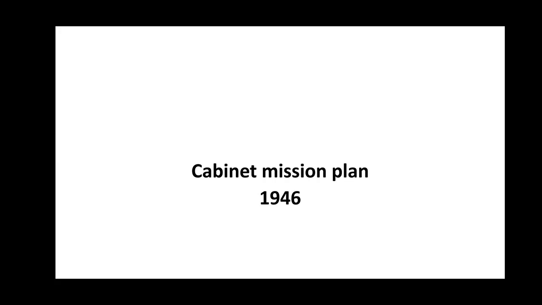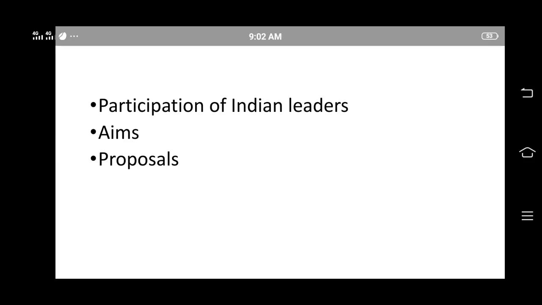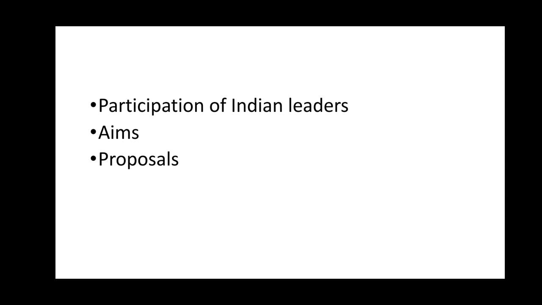Bismillahirrahmanirrahim. Today I want to discuss the three major topics of chapter number 2. The name of the topic is Cabinet Mission Plan and the date is 1946. So in 1946, the Cabinet Mission Plan comprising three senior cabinet ministers, that is Lord Pethick, Stafford Cripps and A.V. Alexander, came to India from Britain for the solution of Indian problems.